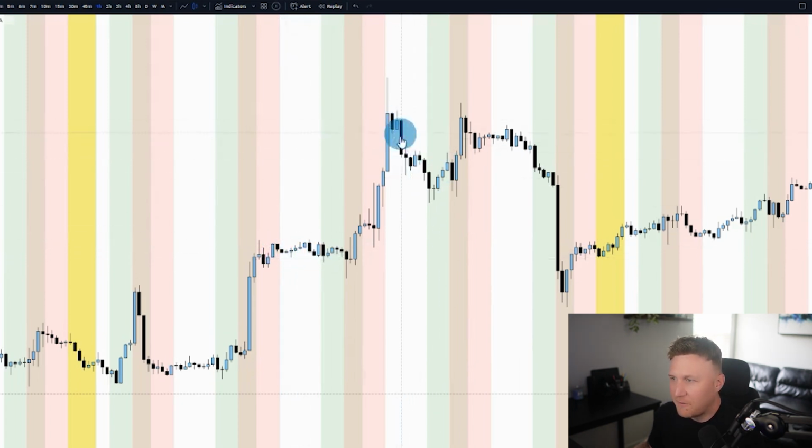Here is another form of consolidation after we saw price push up in all of New York, and then we can see when it came into Asian, it was just a pullback. Then we can see this Asian session here, it started here, and it just moved sideways.